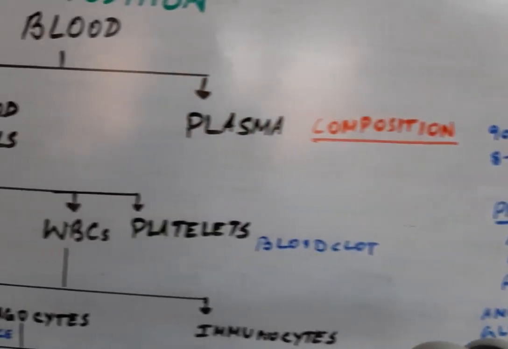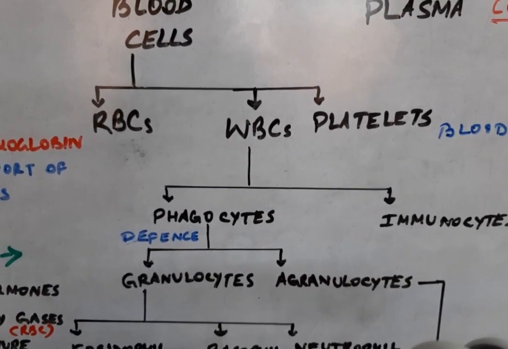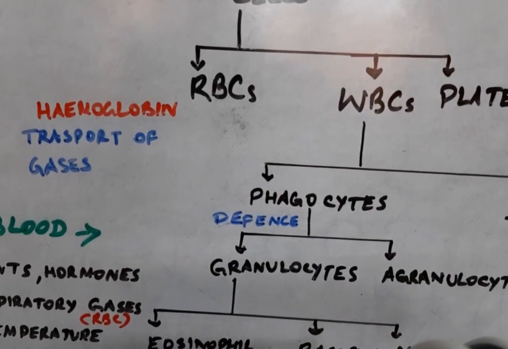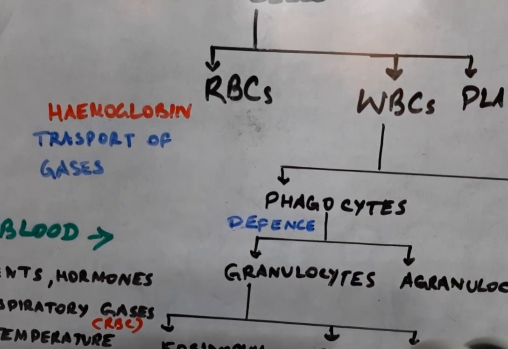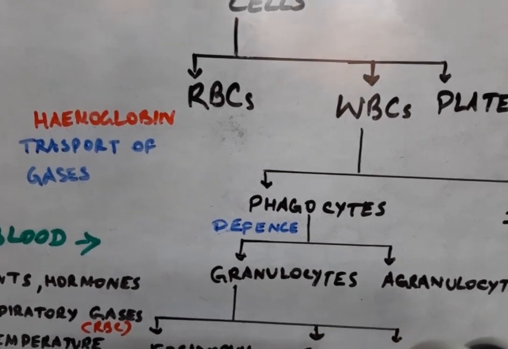Now let's have a look at the various types of blood cells. The various types of blood cells are RBC, WBC and platelets. RBC contain a red pigment called hemoglobin that helps in the transport of respiratory gases like oxygen and carbon dioxide.